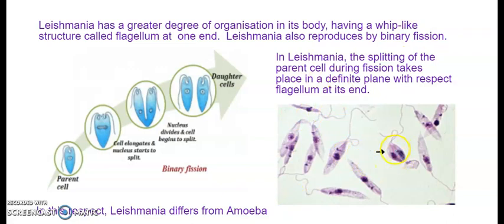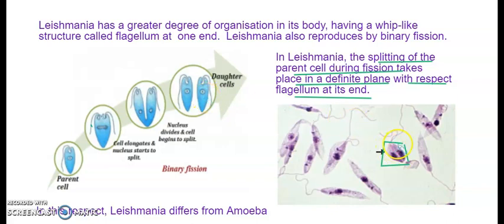As you can see here, the Leishmania structure has a nucleus, correct? And it's going to split from here, right? In Leishmania, the splitting of the parent cell during fission takes place in a very definite plane with respect to the flagellum at its end. If you look at this picture, there is the nucleus and the flagellum is on the upper side. The nucleus first splits, gradually the cytoplasm pinches in, and there is a double flagellum. You can see two flagella coming out, and gradually the cytoplasm moves inside, right? And it splits into two individual daughter cells.